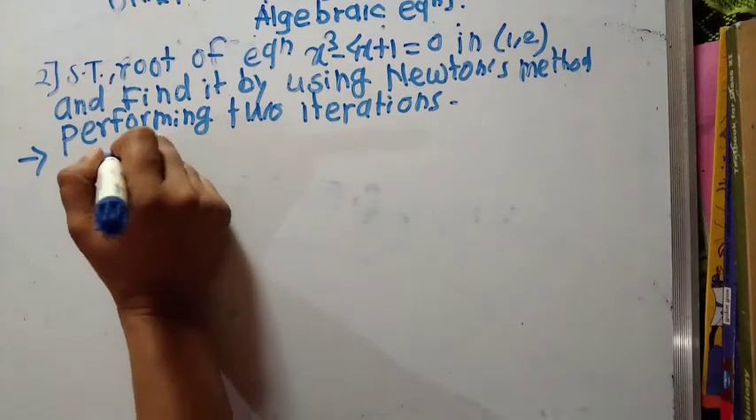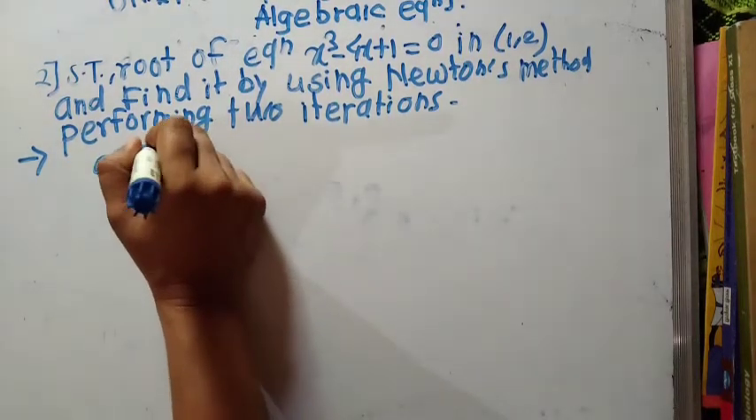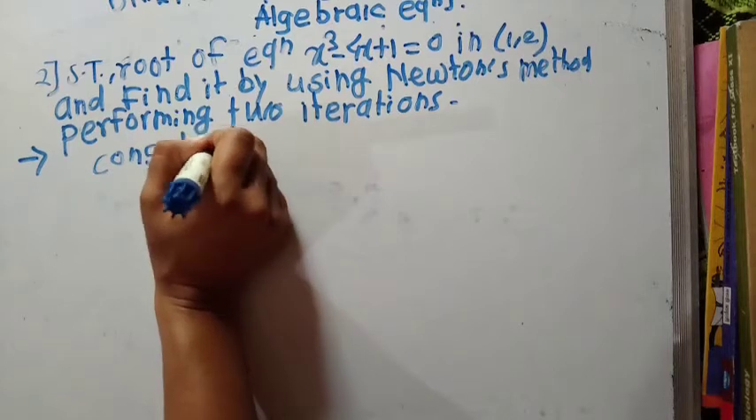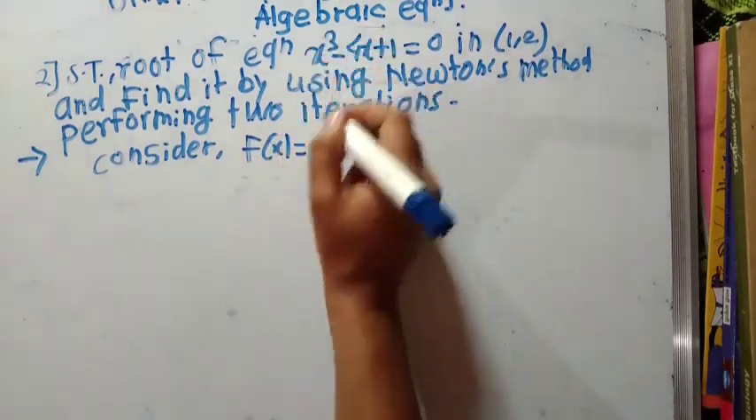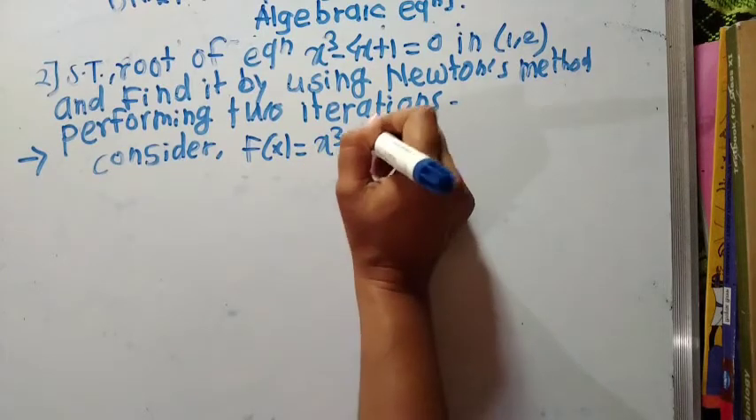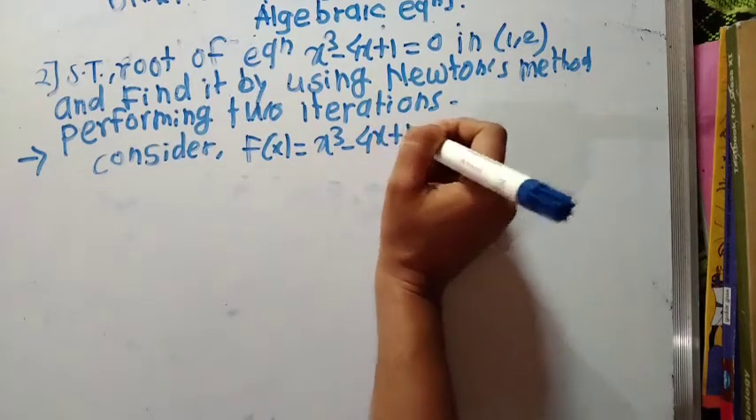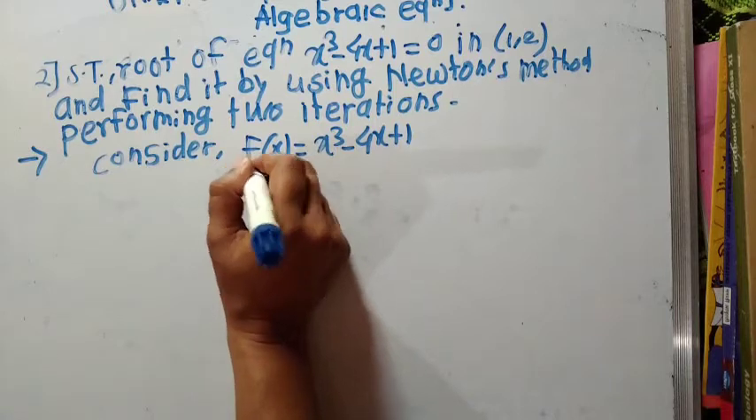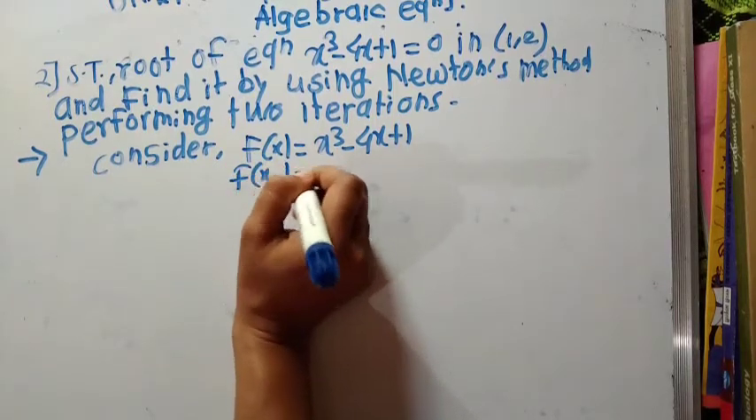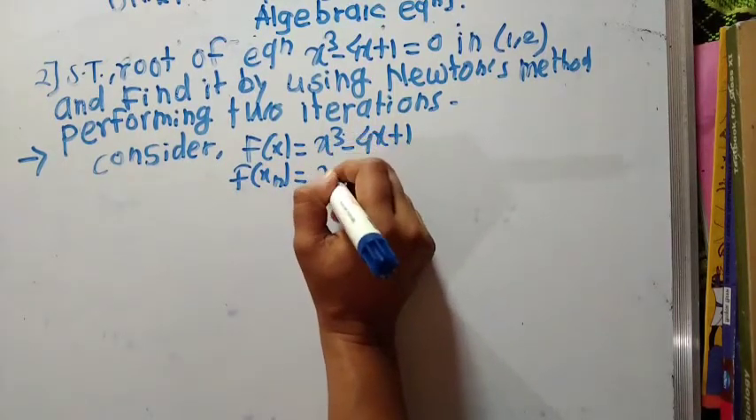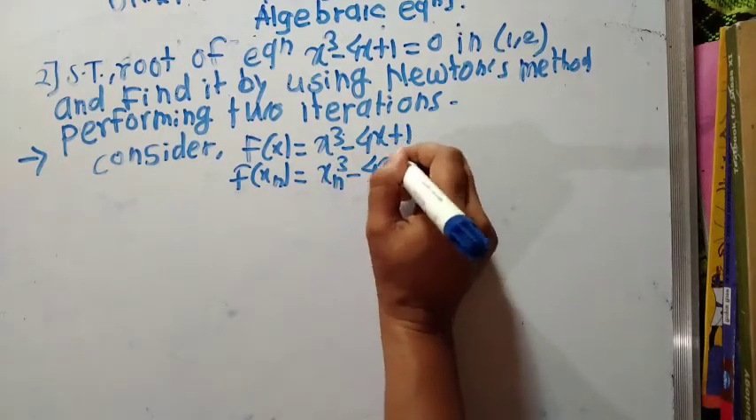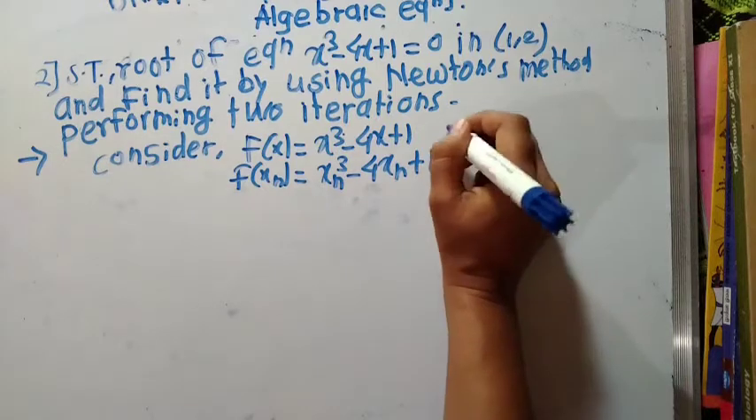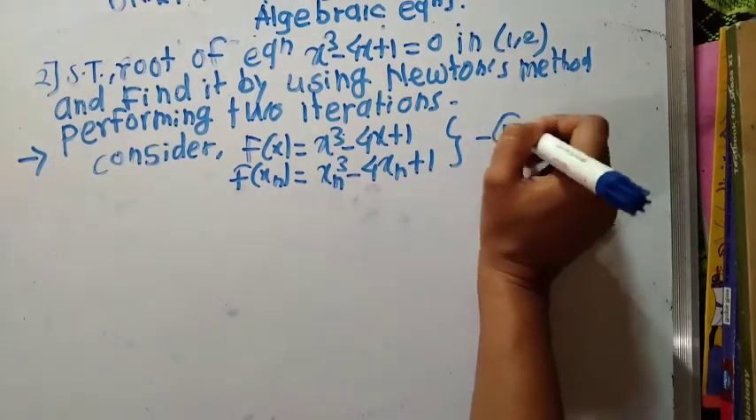So first consider f of x is equal to x cube minus 4x plus 1. Then f of xn is equal to xn cube minus 4xn plus 1. It is first equation.